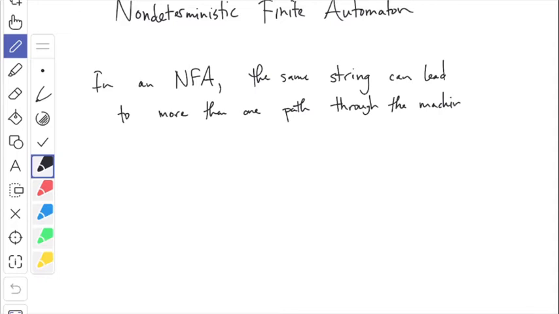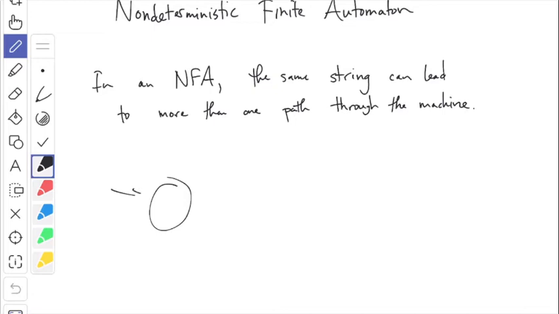The DFA is deterministic because there's only one way to go each time. You have an A or a B, and you follow whichever arrow is appropriate. The NFA has some kind of ambiguity in the arrows. There are different possible options that you could take. You could go this way, or you could go this way. Here's what I mean. Here's an example.